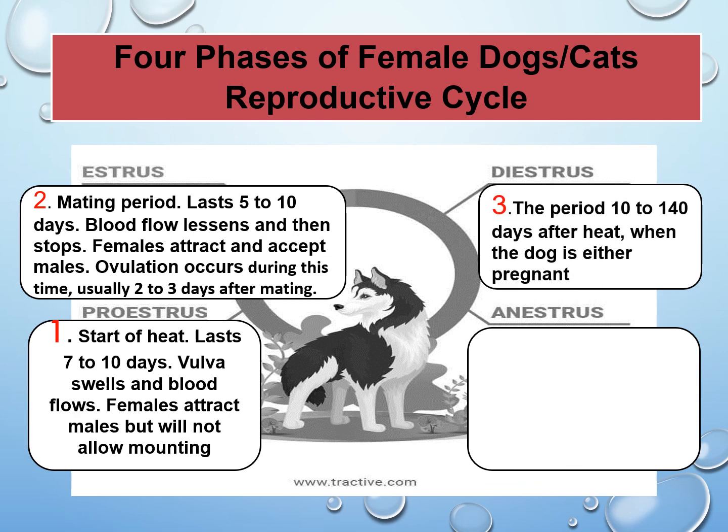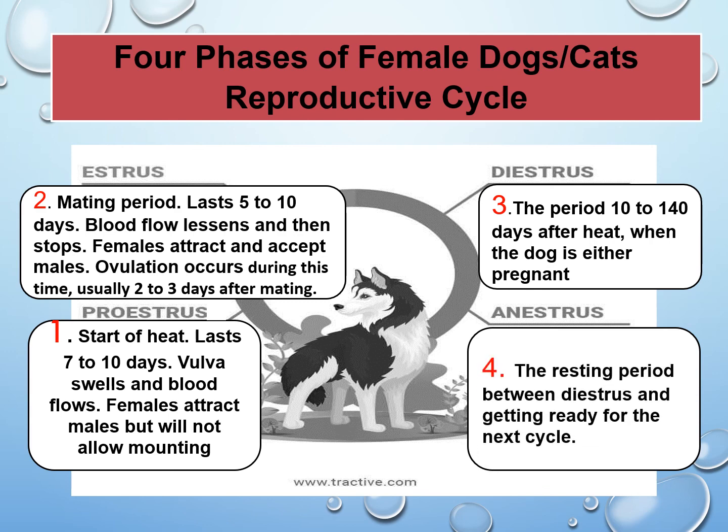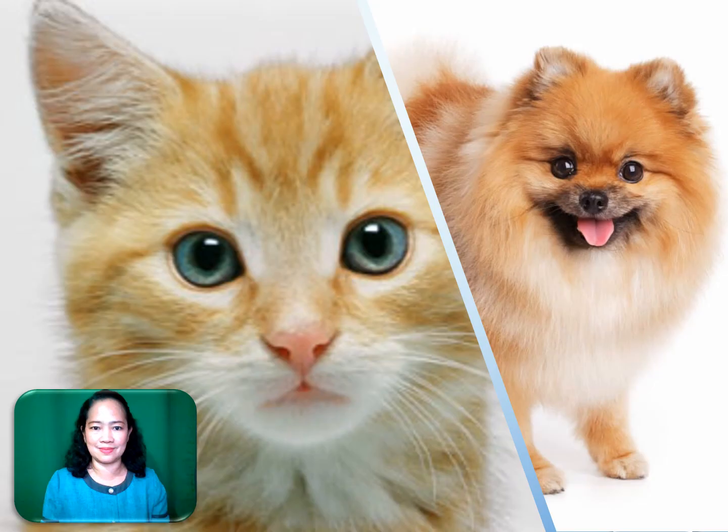The third phase is diestrus phase. This period is 10 to 140 days after heat. This is the time when the dog is either pregnant. The last phase is anestrus phase. This is the resting period between diestrus and getting ready for the next cycle.